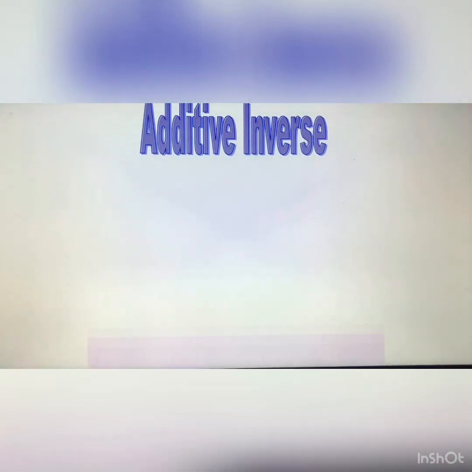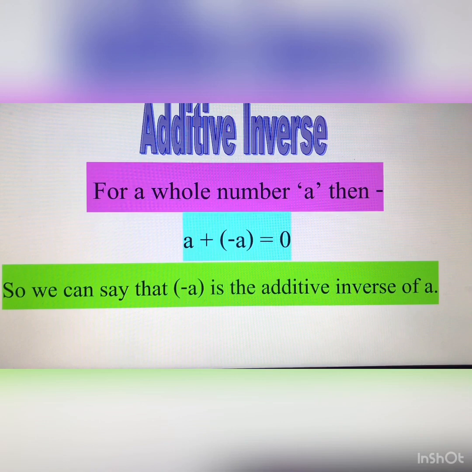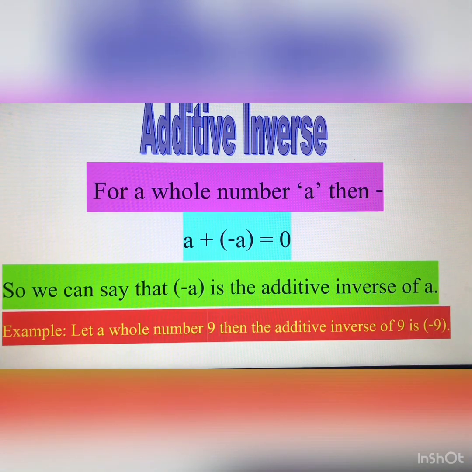Now the additive inverse. For a whole number a, a plus minus a equals 0. It means if you want the additive inverse of any whole number, then we simply change the sign of the given whole number. If the sign is plus, then we make it negative, and if the sign is negative, then we make it positive, with the same whole number. Let us understand it with an example. Let the whole number be 9. Then the additive inverse of this whole number is minus 9. It means we change only the sign, but the whole number stays the same. So this is the additive inverse of the whole numbers.